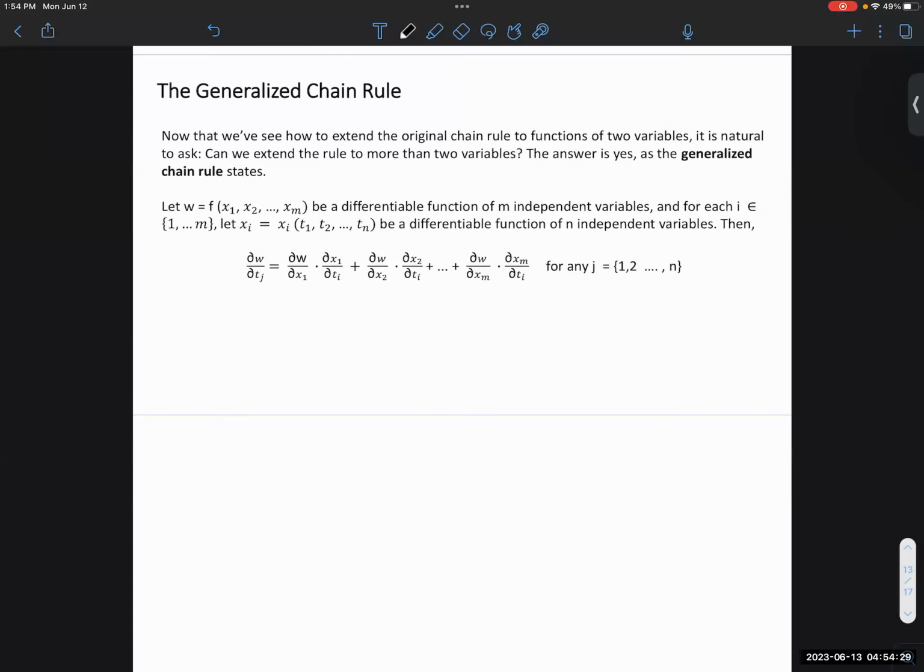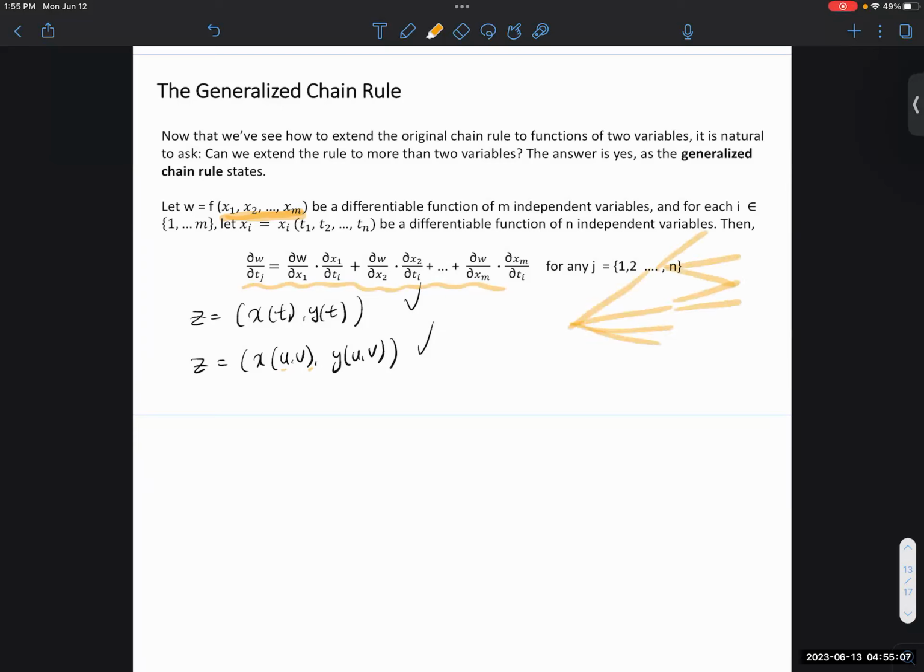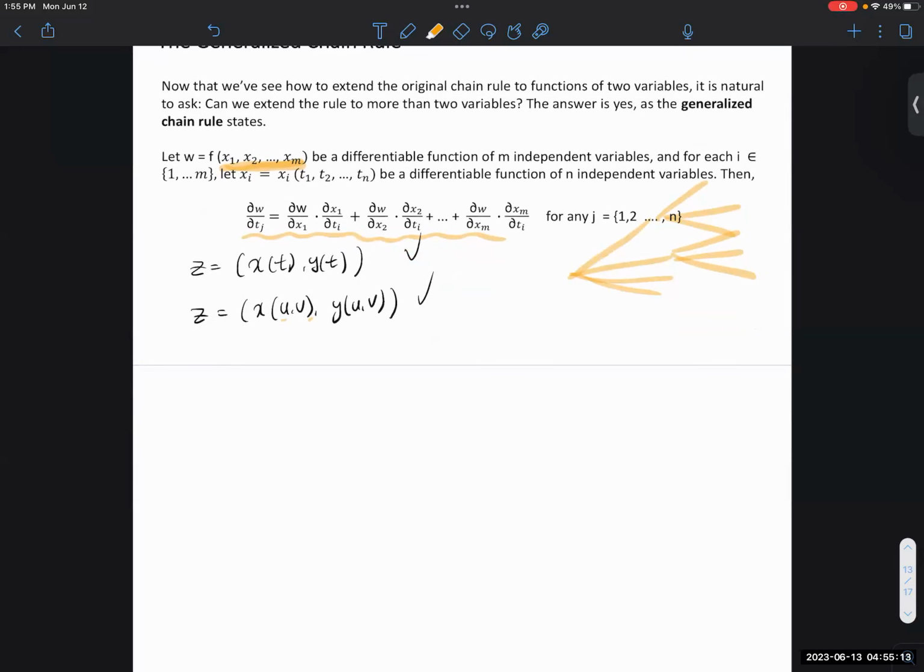By observing, we took z equal to x(t), y(t). We took x(u,v), y(u,v). So we've been observing how to take the chain rule for each case. Even if you have multiple variables, say a w with multiple variables inside, not only u and v, it's not scary. You know what to do. It's just a few more branches, but we are not going to do more than 4 or 5. I'm just going to show you what if we have 3 variables.